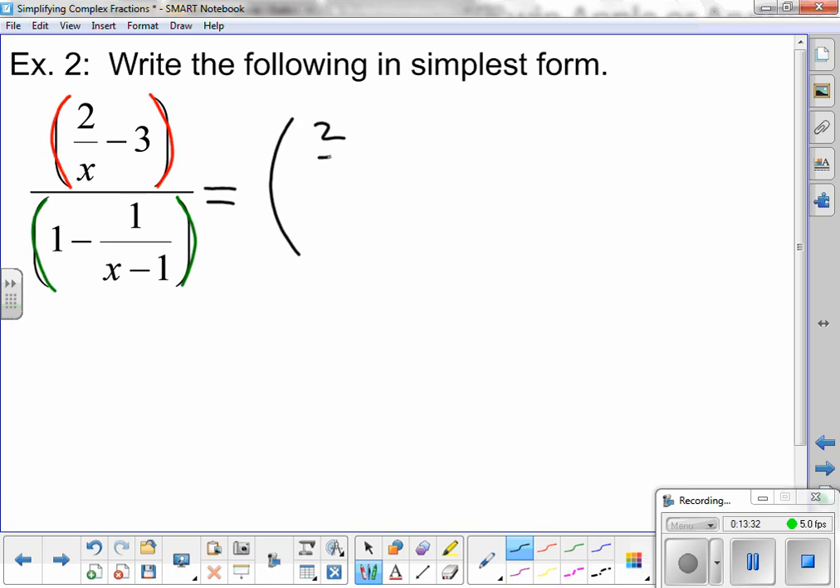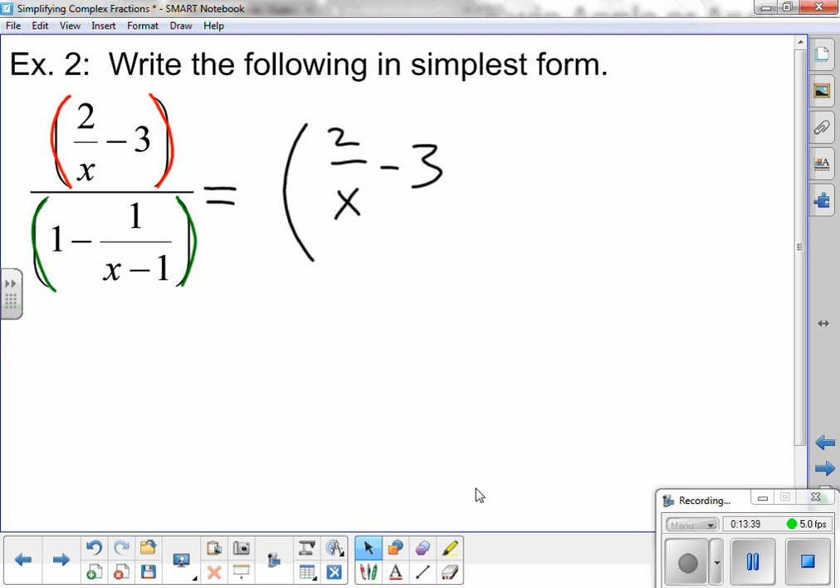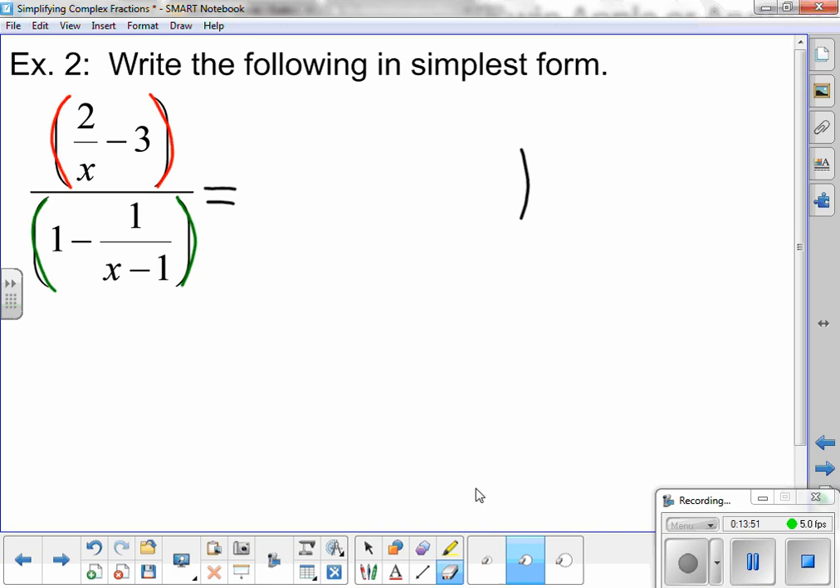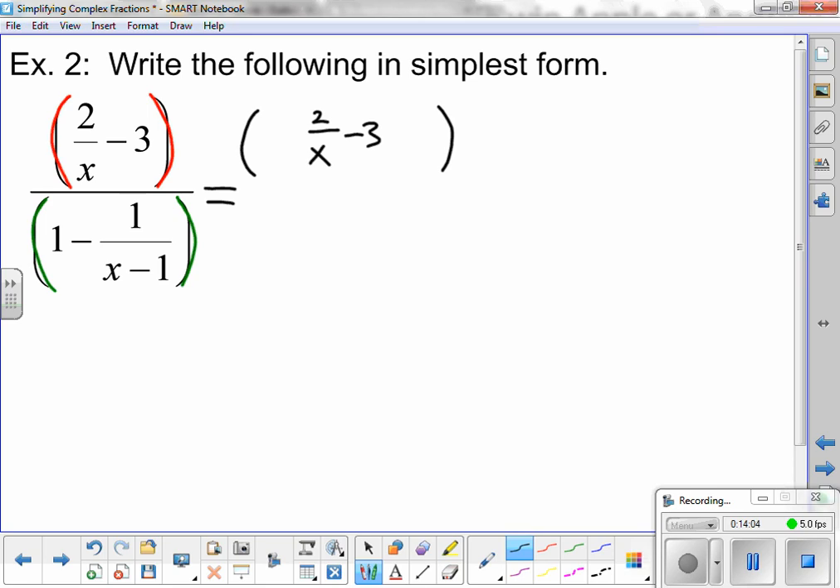So 2 over x minus 3. Hold on. I want to leave myself some room. Since I know I'm going to be working with this, I'm going to write it smaller and more spread out. So 2 over x minus 3. The reason I'm leaving so much room is so I can work inside of those parentheses. Divided by, leave some room, 1 minus 1 over x minus 1, and then leave some room.